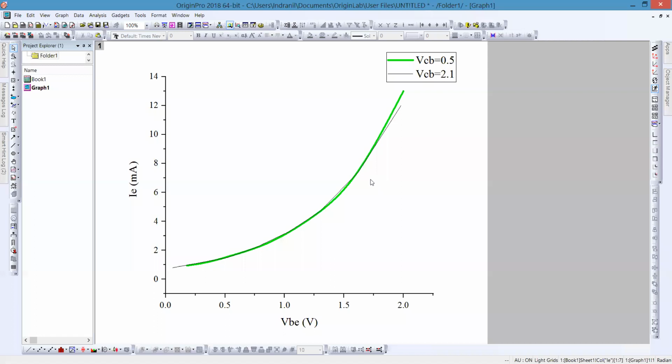So from here we can conclude that in case of input characteristics, it is more or less independent of your collector base junction voltage. Okay. So till now, do you have any query you can ask related to this? If you have, then otherwise we'll move to the circuit drawing part. Do you have any query?